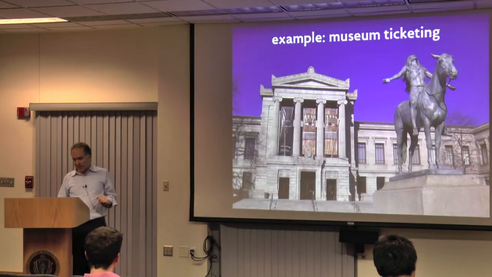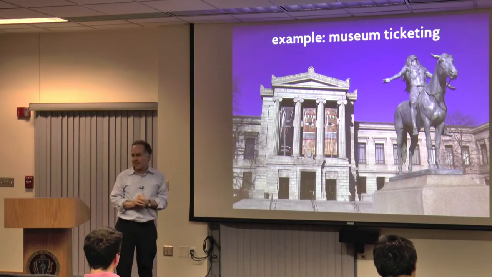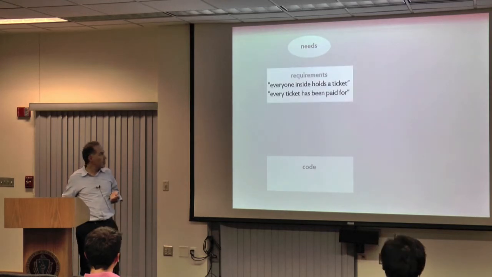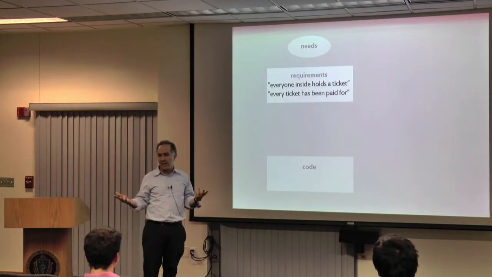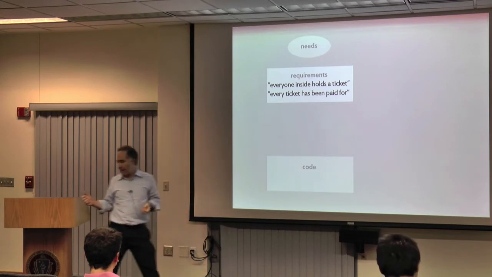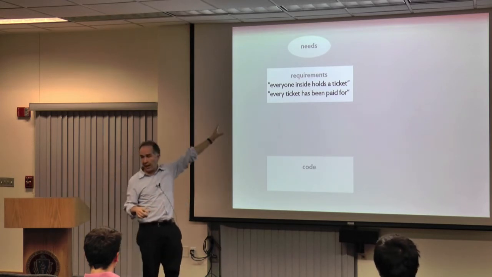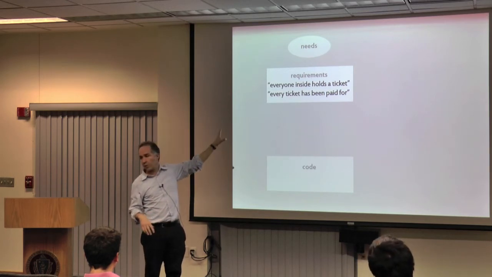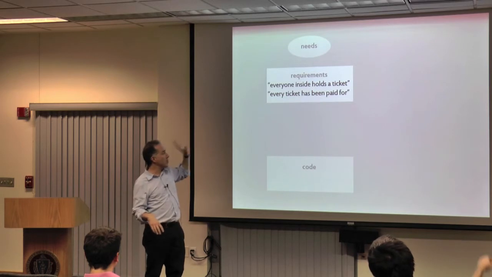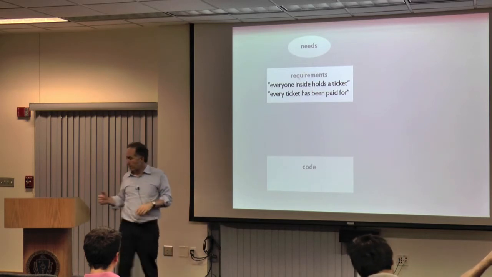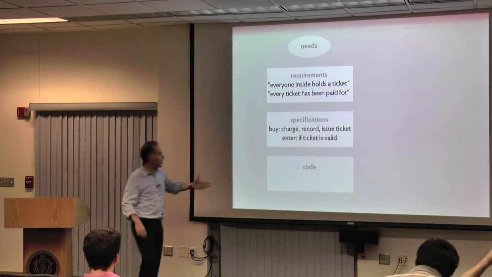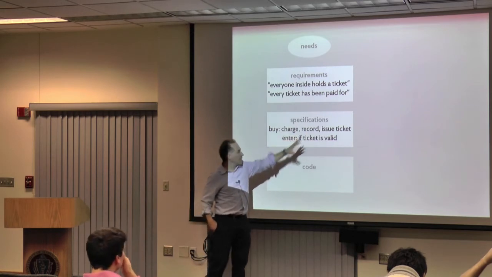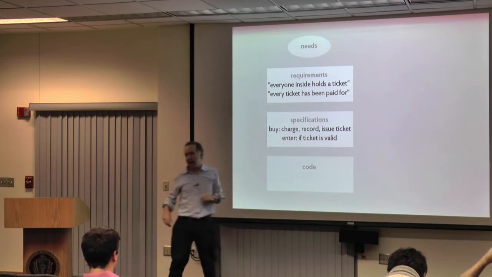OK, so let's imagine a particular example. Suppose that you are designing a ticketing system for the MFA in Boston. So what would your requirements and specifications be? Your requirements might be things like everyone inside the museum holds a ticket, and every ticket has been paid for. And then using a tool like Alloy or many other design level tools, I could do analysis to show, for example, that a consequence of these is that everybody who is inside has paid to be inside. And then I could have specifications that say, for example, when a ticket is bought, the credit card is charged, a record is written, and the ticket is issued, and then you can enter through a turnstile if the ticket is valid.